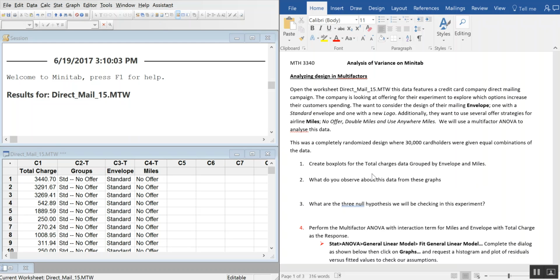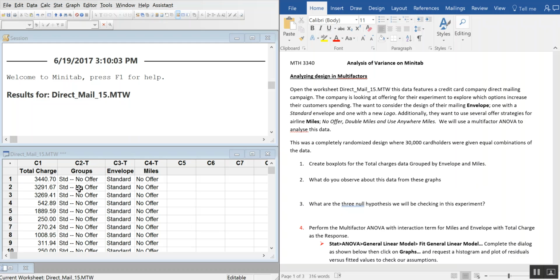Over here on the left, I have the data that we're interested in looking at, the direct mail 15. We talked briefly about this data in our notes, and this is a credit card, and we're looking at the total charges of an individual based on different offers that they received and what their spending habits are. So think about total charges in the next 3 months as like their spending habits.